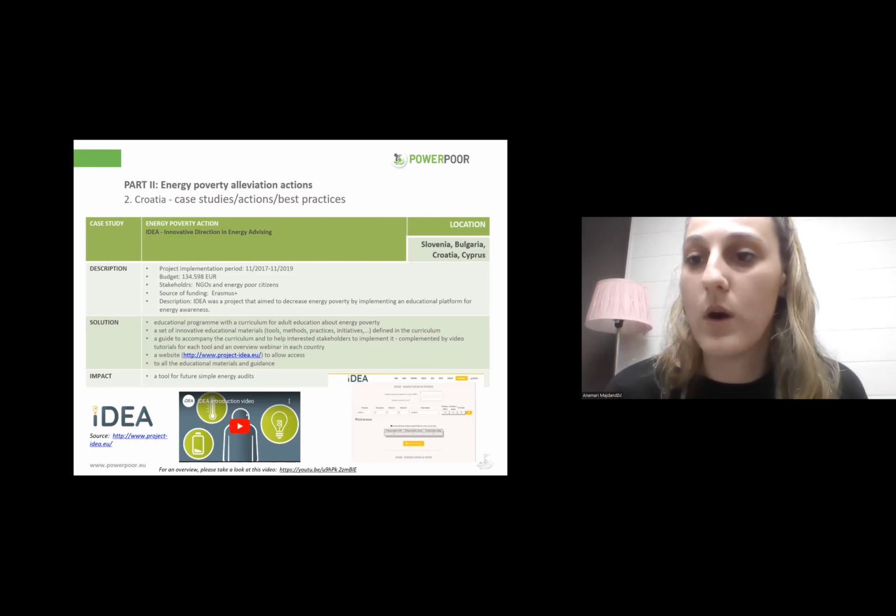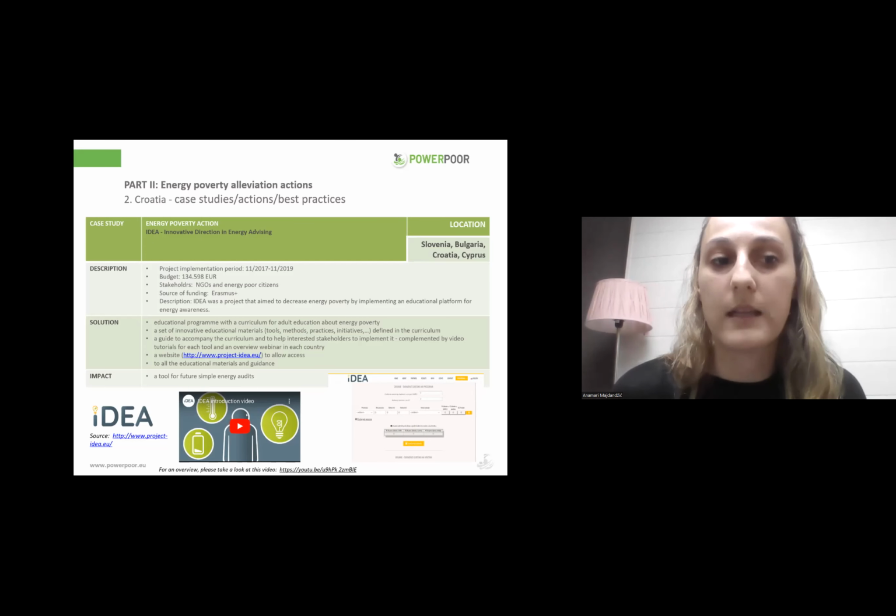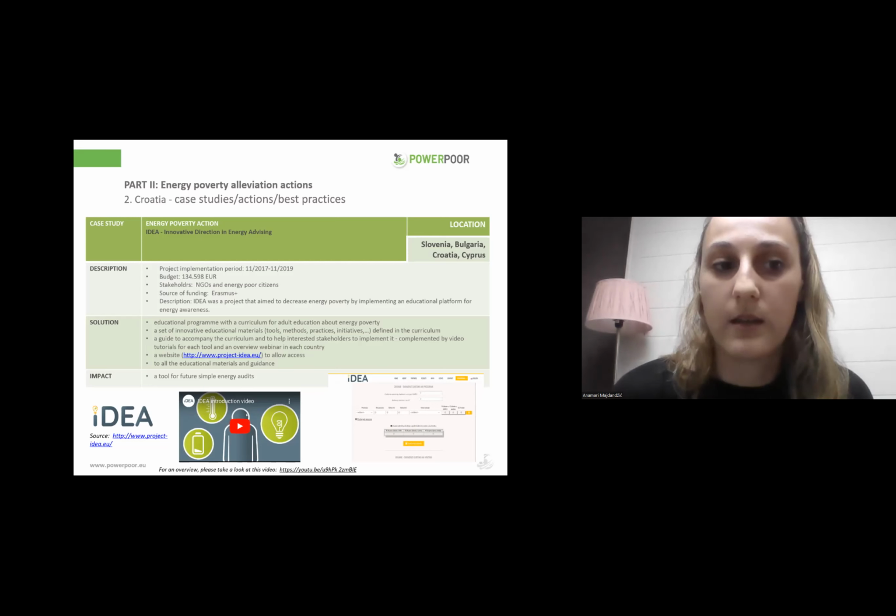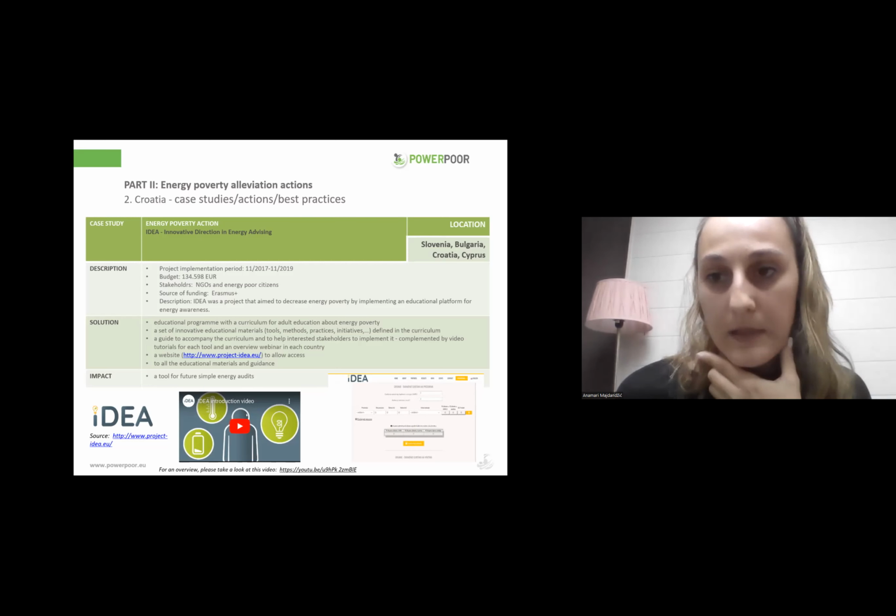So if you are, I think that Eleni presented you the POWERPOOR toolbox. Similar to that, we have in the IDEA project a toolbox, because it's something that is really useful when you are doing energy audit.